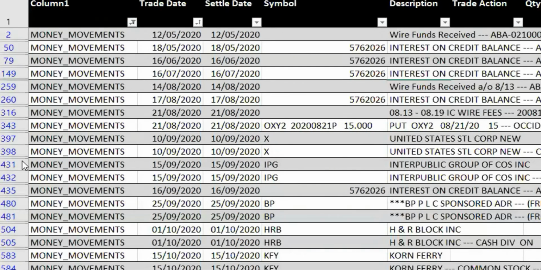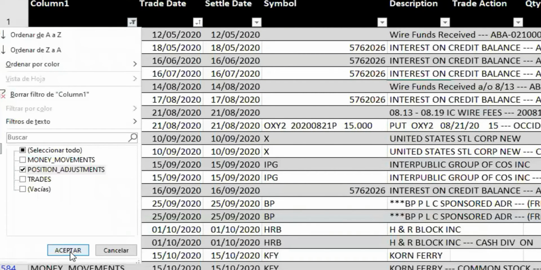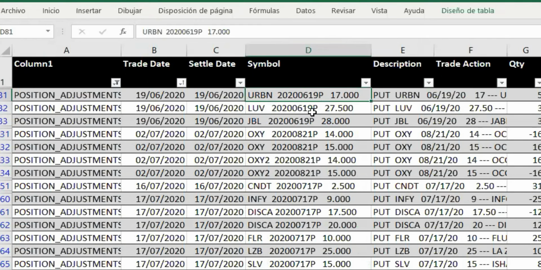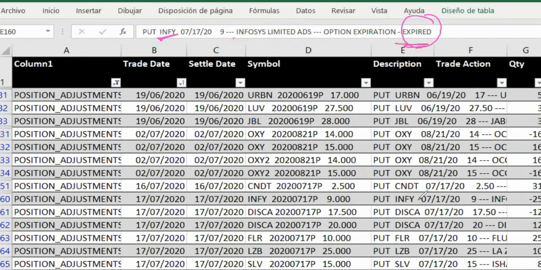In this table, we also see the position adjustments, and it refers to options. The information that is given to us is whether the options have been assigned, like this one, for instance, or they have expired worthless. For instance, this one, INFY, the ticker is this one, has expired worthless.